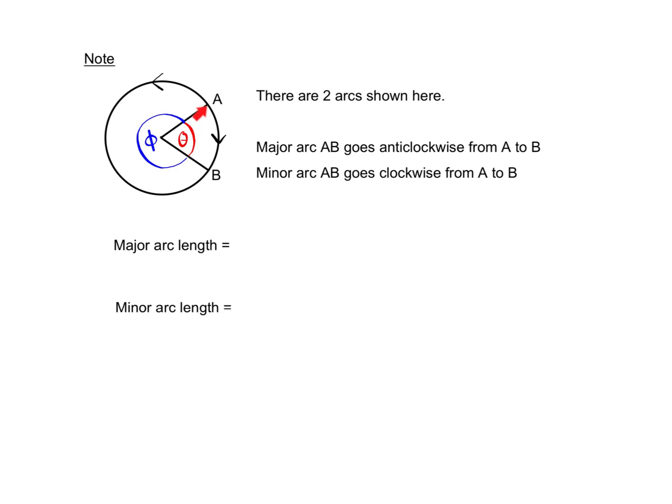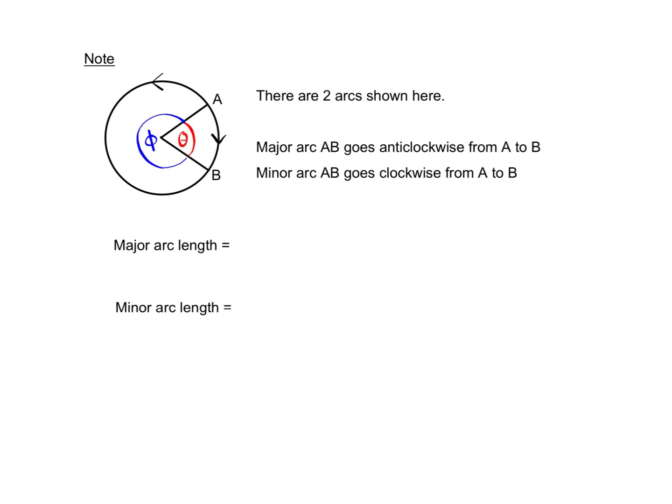So if I go from A to B, I can do it two ways. I can go the shortest way or I can go the longer way. Now the major arc is the longer of those ways. So in this case, the major arc A to B is this length here. If I'm wanting this length, the major arc, I need to use this angle here. If I'm looking for the minor arc, which is the shortest distance from A to B, then I would use this angle here.